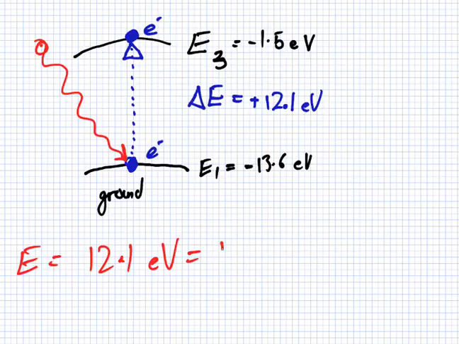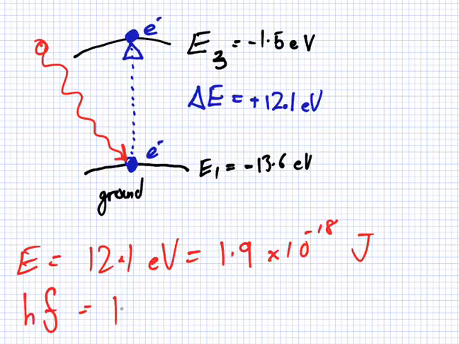What's that? 1.9 times 10 to the minus 18 joules. Now, what's the formula for energy of a photon? hf. So we have hf equals 1.9 times 10 to the minus 18 joules.